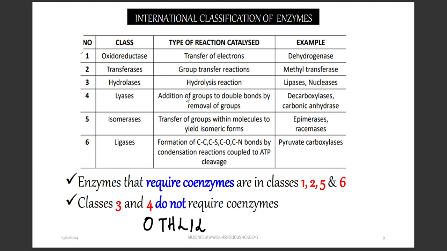Lyases are additions of groups. The reactions they catalyze are addition of groups to a double bond. Okay, so these are the classes. What is even more important is to know that of all these classes, class 3 and class 4 do not require any coenzymes. Meaning that hydrolases and lyases can work without coenzymes, while the rest of these enzymes will be able to work only with coenzymes. That is something you want to keep next to you. Do we have any questions here? Are we good so far?